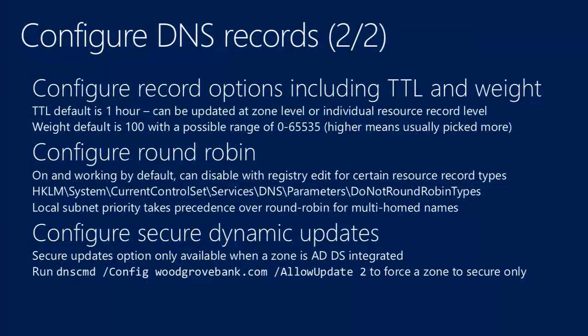Round robin can be disabled for some of the record types. The local subnet priority takes precedence. So if you've got two different IPs for a host name, and one matches your local IP, that's the one that takes precedence. These scenarios could definitely come up on the exam.